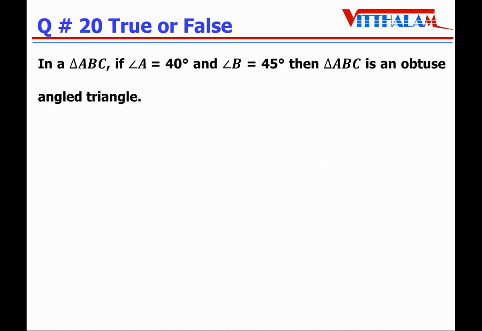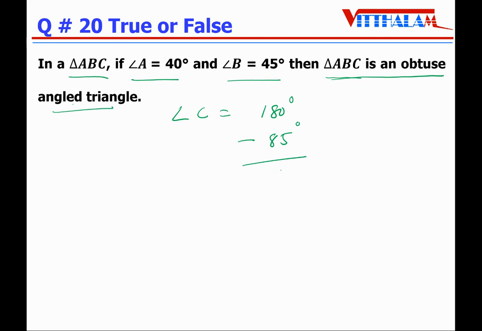In a triangle ABC, angle A equals 40, angle B equals 45, then triangle ABC is an obtuse angle triangle. So let's find angle C, which equals 180 minus the sum of these two. 40 degree plus 45 is 85. So angle C is greater than 90. Therefore, it is obtuse. Hence, this triangle is an obtuse triangle. So, the statement is true. Next.